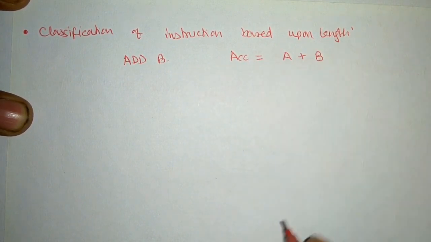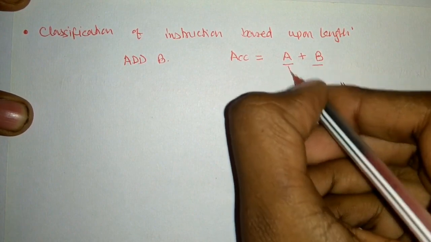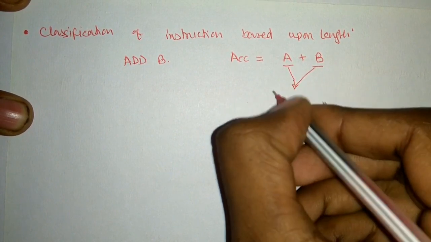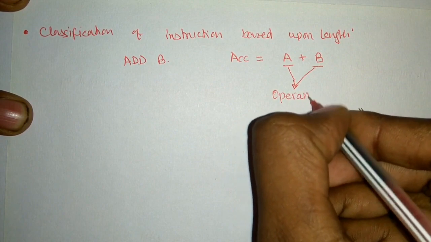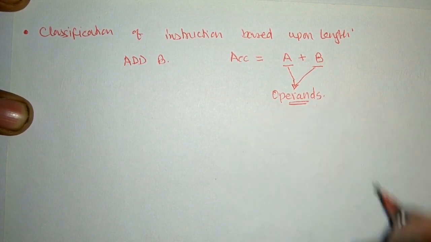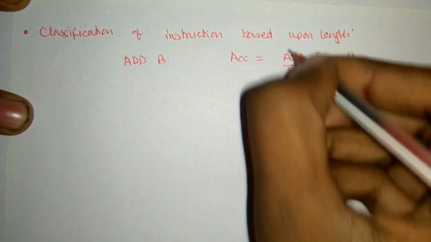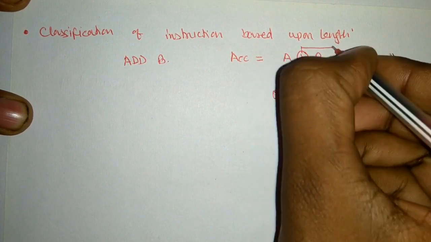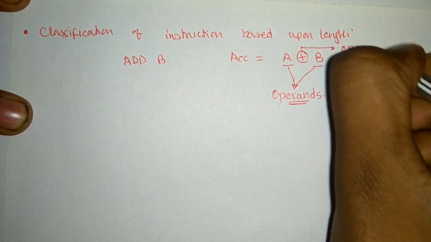So A and B are my operands. Operands means the operation is being done on A and B. What operation is being done? This is my operation. So this is called my operation.